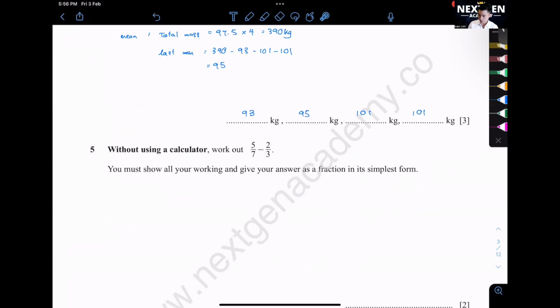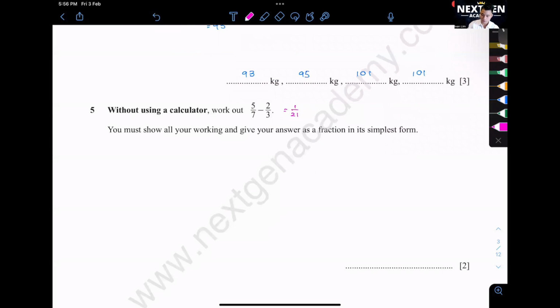Okay, so take 5/7 minus 2/3. See what your calculator gives you first. The calculator straight away gives you 1/21, right? So I know that the answer I should get is 1/21. But you see, there are 2 marks here, so don't straight away go and write 1/21. You won't get the marks.